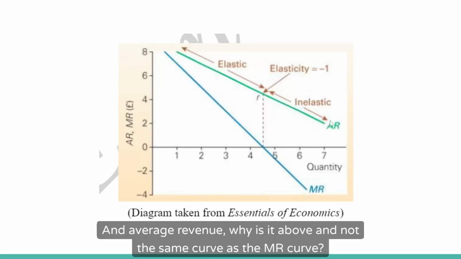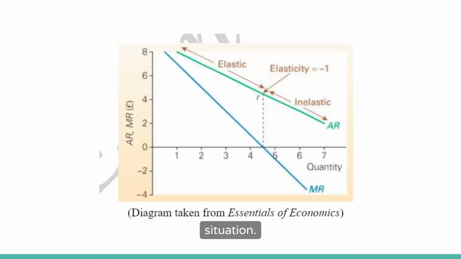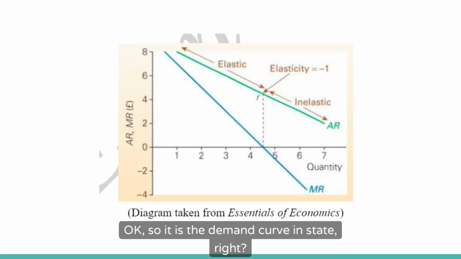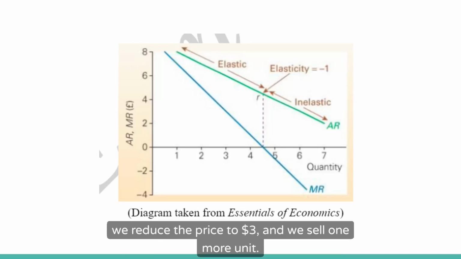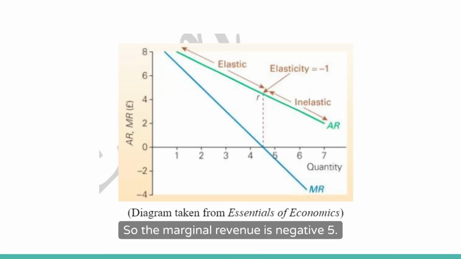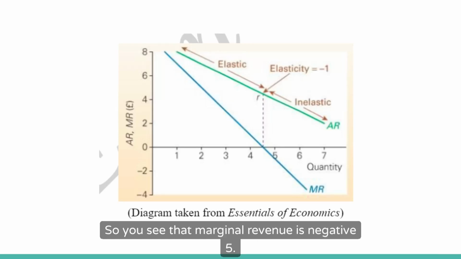And average revenue, why is it above and not the same curve as the MR curve? The AR curve, or average revenue, actually represents the demand curve in this situation. So it is the demand curve instead. For example, if we were to sell four units at $5 each, the same example, we reduce the price to $3 and we sell one more unit. The marginal revenue is -5. So we go from 20 to just $15 in the total revenue. So you see that marginal revenue is -5.